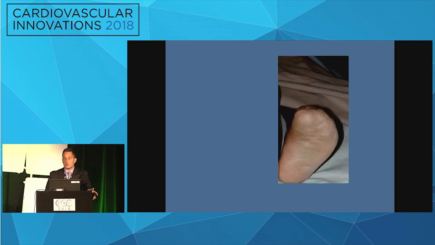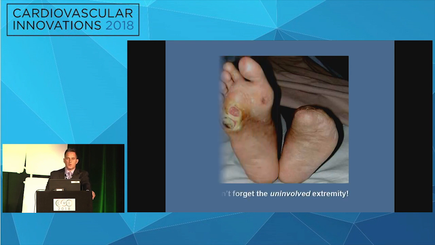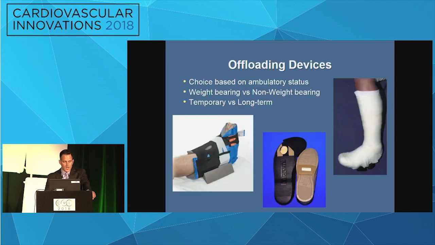But it's also important to remember some of the basics. We can't heal all wounds, and we do things like transmetatarsal amputations, but at the risk of stating the morbidly obvious, don't forget the opposite extremity. An example of a patient who didn't have appropriately fitting shoe gear and then went on to bilateral transmetatarsal amputation. Now, when it comes to specifics of offloading, the time constraints here are inadequate to go over all of them, but some basics. Choice is based largely on ambulatory status and patient function.